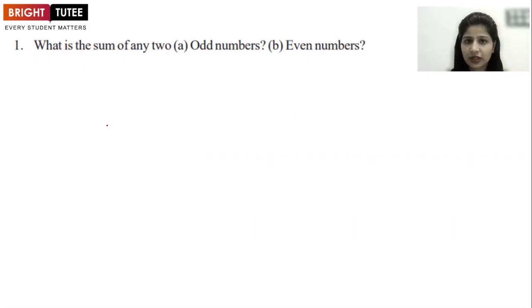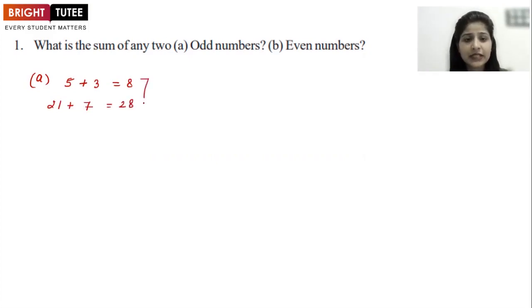Everybody knows what odd numbers are. Odd numbers are the numbers which are not exactly divisible by 2. They start with 1. So for the sum of any two odd numbers, you can take any example. Suppose I take 5 and 3. The sum is even. You can take any other numbers. Suppose I take 21 and 7. Both of them are odd and the answer is 28. That means the sum of two odd numbers will be an even number.